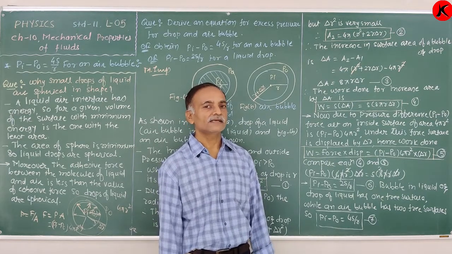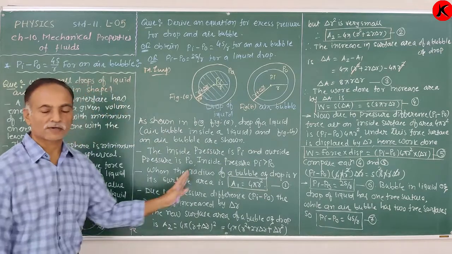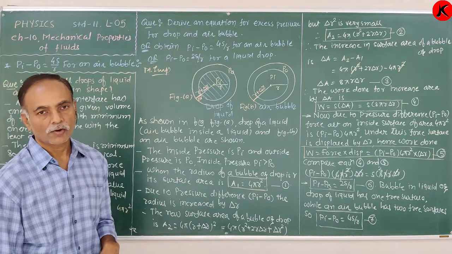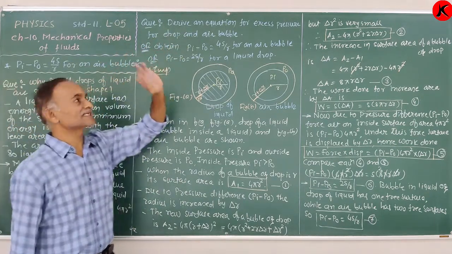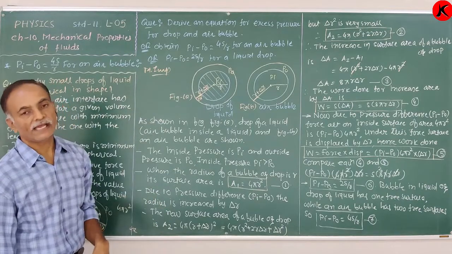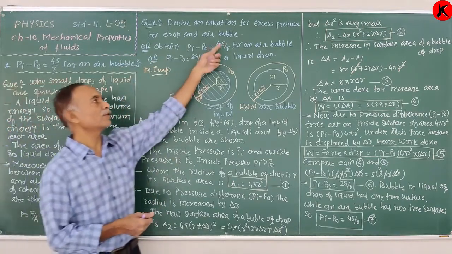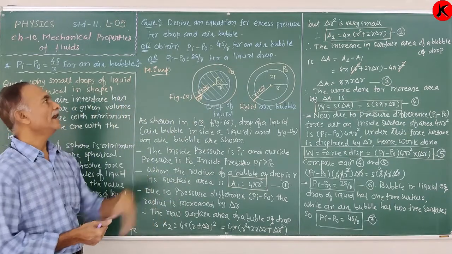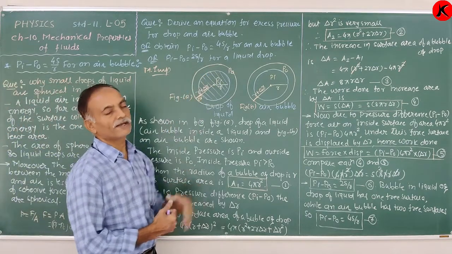Clear? Very easy. Again we revise it. And that is the most important question frequently asked in all exams. Obtain the equation for excess pressure for the drop and air bubble. Or prove that Pi minus Po is equal to 4S upon r for an air bubble, and Pi minus Po is equal to 2S upon r for a liquid drop.